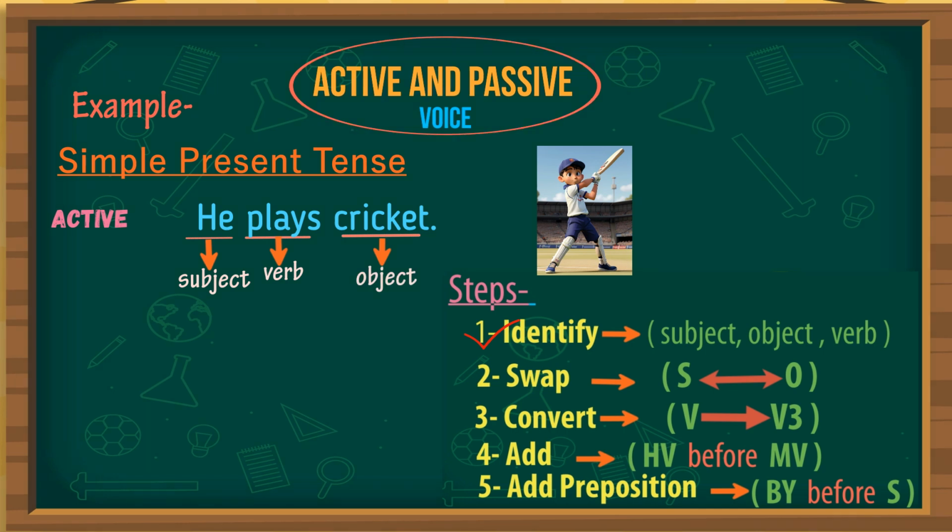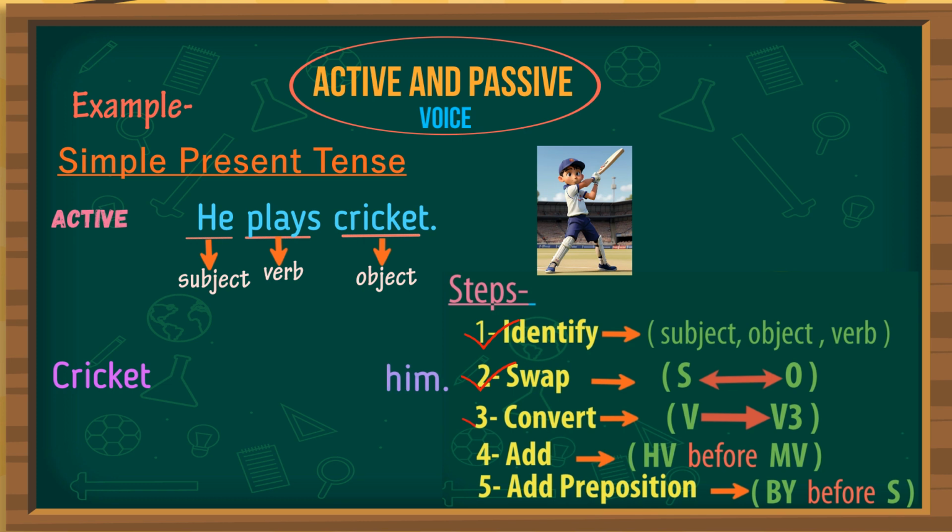Moving on to the second step. Swap the subject with the object and the object with the subject. Cricket takes the first position, and he transforms into him, taking its place at the end.